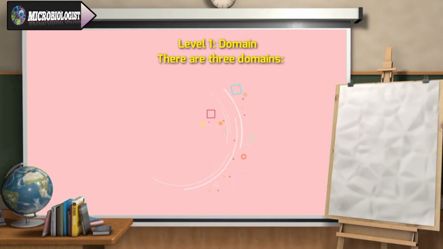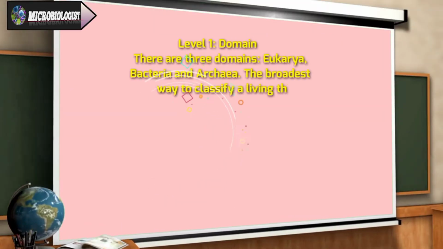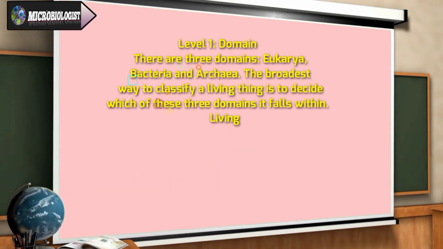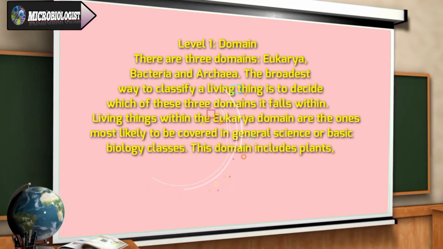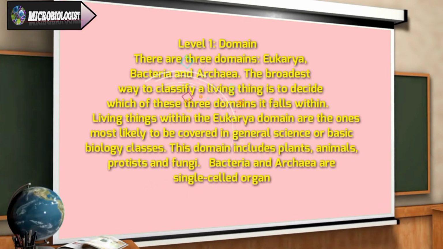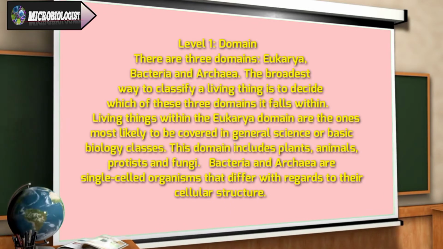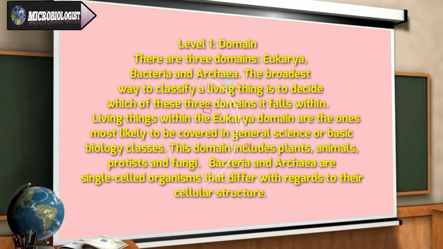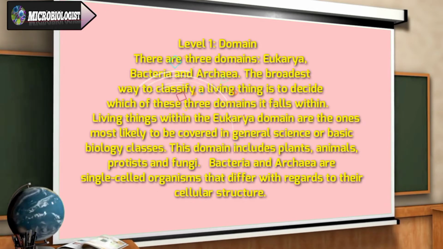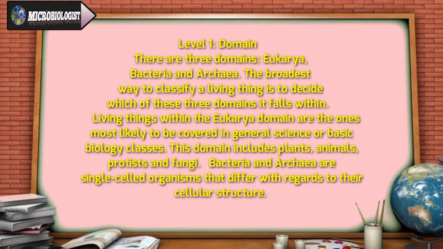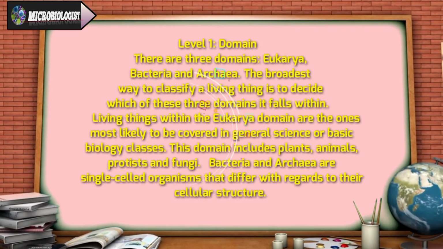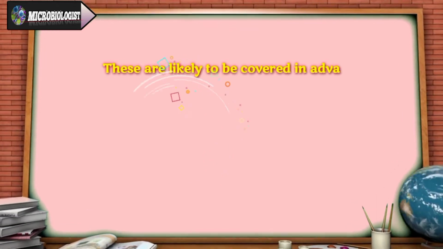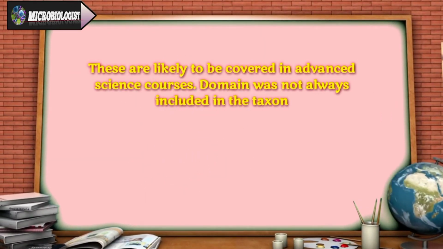Level 1, domain. There are 3 domains: Eukarya, Bacteria, and Archaea. The broadest way to classify a living thing is to decide which of these 3 domains it falls within. Living things within the Eukarya domain are the ones most likely to be covered in general science or basic biology classes. This domain includes plants, animals, protists, and fungi. Bacteria and Archaea are single-celled organisms that differ with regards to their cellular structure. These are likely to be covered in advanced science courses.